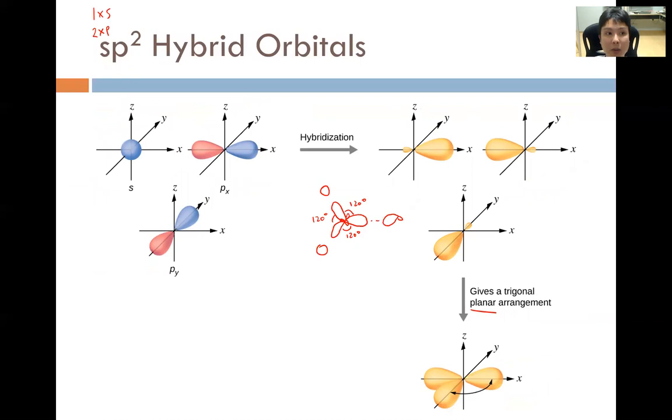For the sp2 hybrid orbitals, on the other hand, because we use one of the s orbitals and 2 of the p orbitals for the remolding process, there will be 1 unhybridized p orbital. This unhybridized p orbital will be used for sideways overlap to form the remaining bond of the double bond. This is a trigonal planar arrangement, and the p orbital is perpendicular to the trigonal planar arrangement of the 3 sp2 hybrid orbitals. This one will be used for a sideways overlap, which will form the remaining double bond.